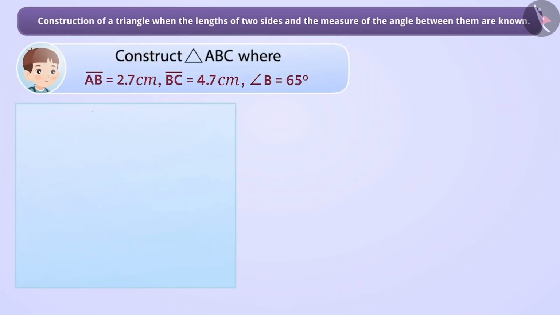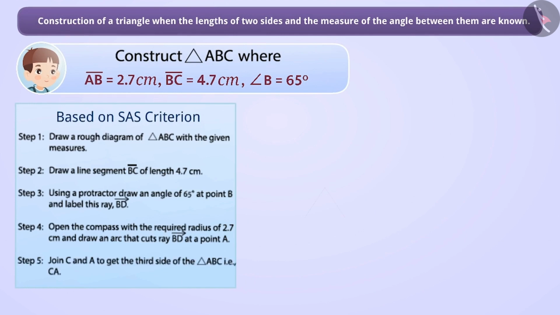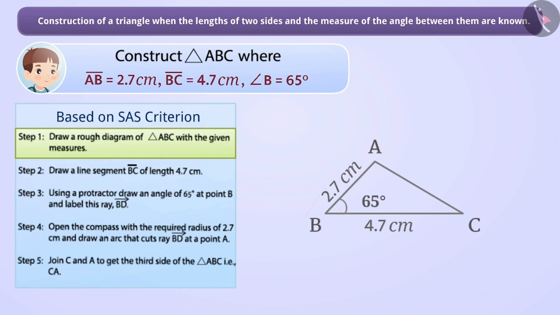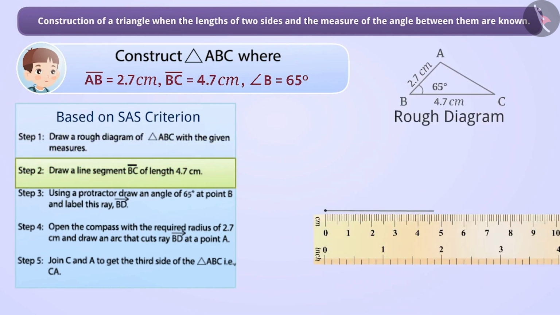Let's construct triangle ABC based on the SAS criterion. Step 1. First, we draw a rough diagram with the given measures. This helps us to determine the procedure in construction. In this way, we will be able to construct the triangle easily. Step 2. Next, draw a line segment BC of length 4.7 cm.